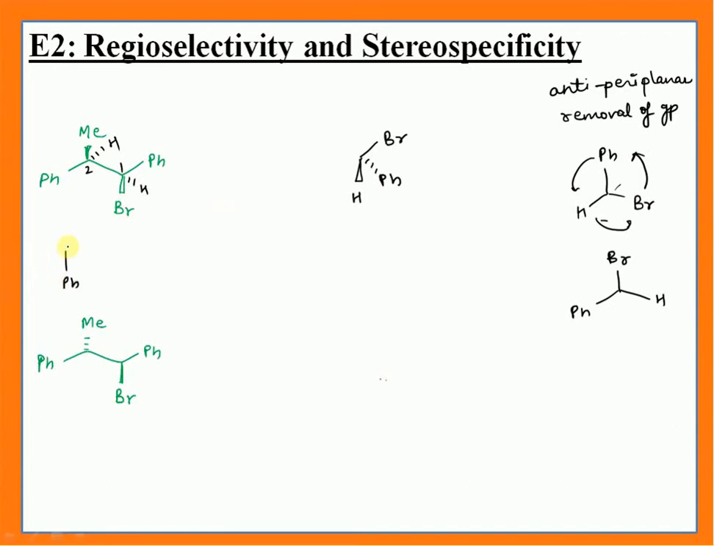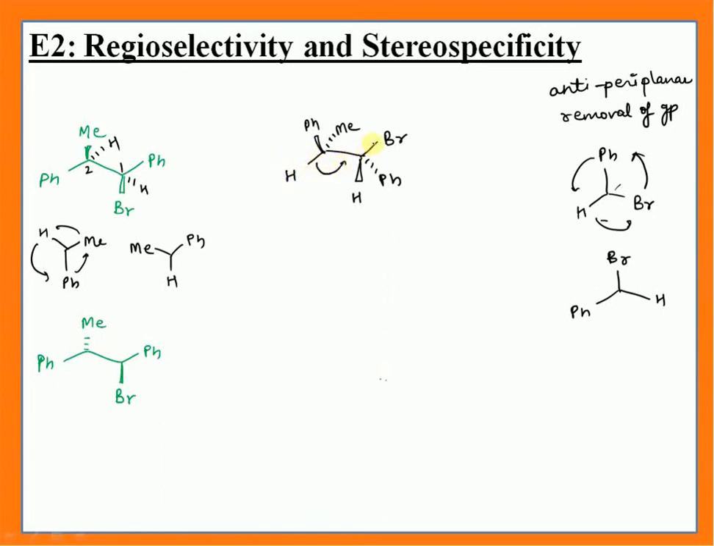So this phenyl is like this, methyl is coming out of the plane and H is below the plane. Now I want to place this hydrogen in place of this Br. So I will rotate it like this. Now I will place these three groups in this form. Now this hydrogen and this Br both are anti to each other.